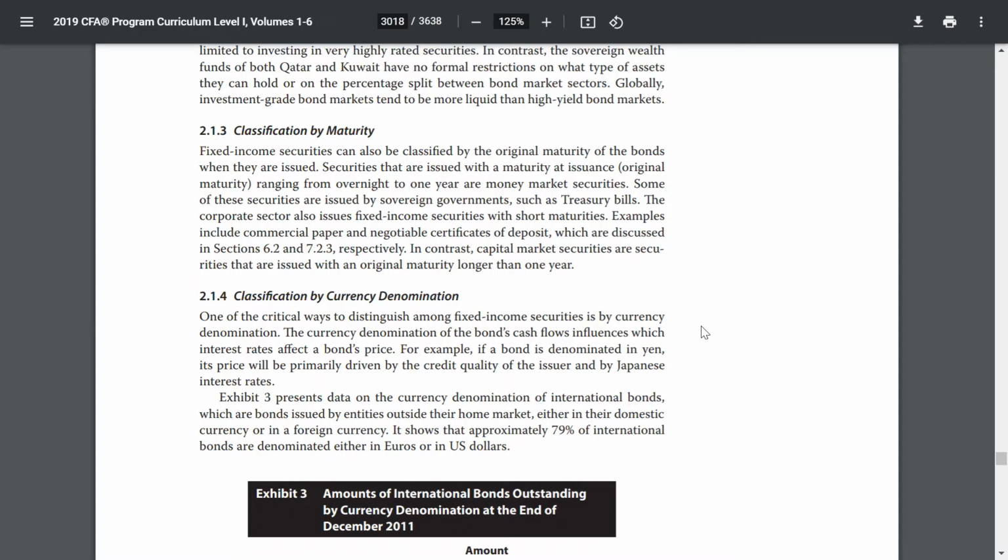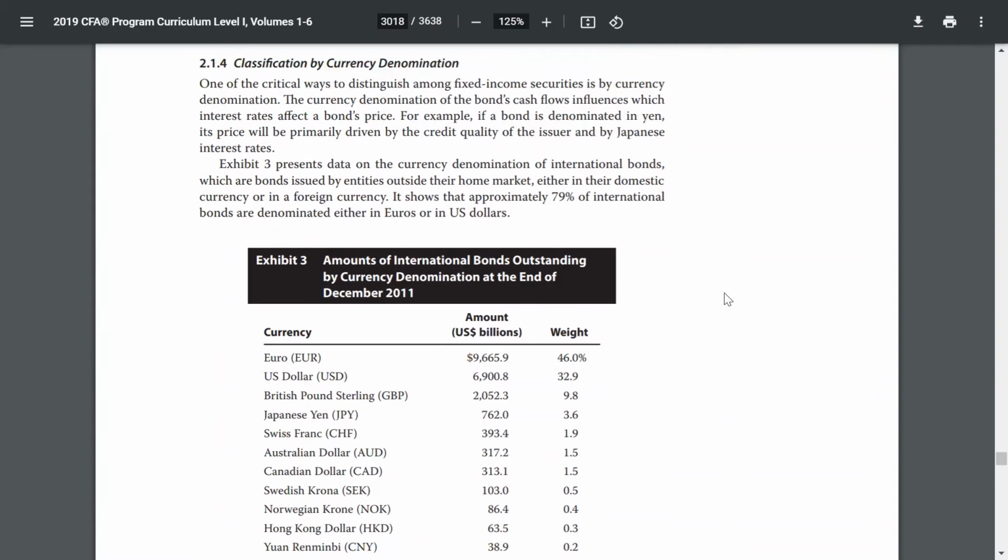Classification by currency denomination. One of the critical ways to distinguish among fixed income securities is by currency denomination. The currency denomination of the bond's cash flow influences which interest rates affect the bond's price. For example, if a bond is denominated in yen, its price will be primarily driven by the credit quality of the issuer and Japanese interest rates. Exhibit 3 presents data on the currency denomination of international bonds, which are bonds issued by entities outside of their home markets, either in their domestic currency or in a foreign currency. It also shows approximately 79% of international bonds are denominated in either euros or US dollars.